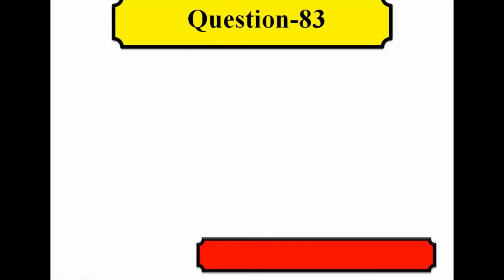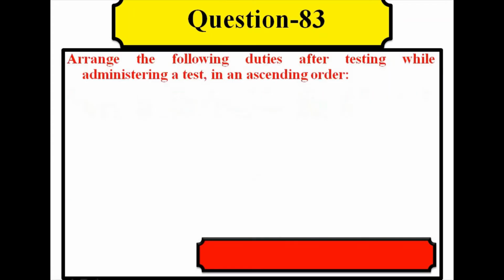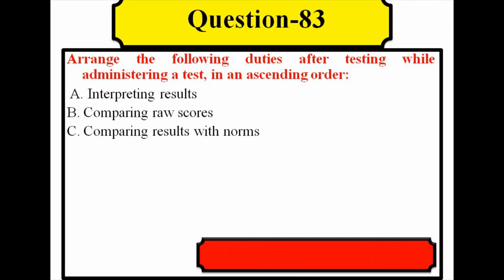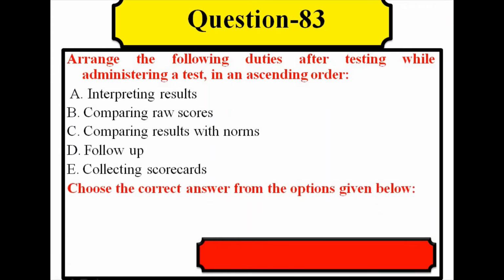Question 83. Arrange the following duties after testing while administering a test, in an ascending order. A. Interpreting results. B. Comparing raw scores. C. Comparing results with norms. D. Follow up. E. Collecting scorecards. Choose the correct answer from the options given below.